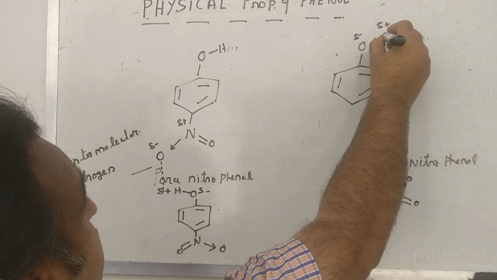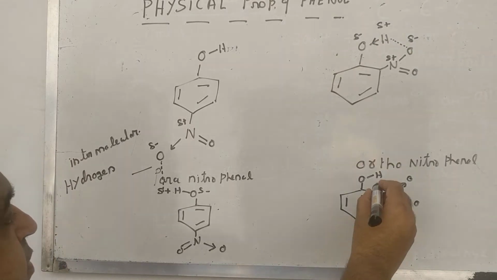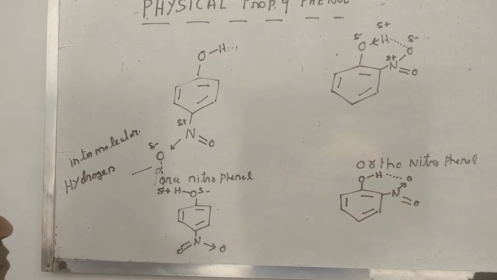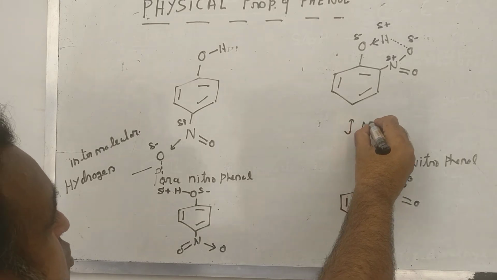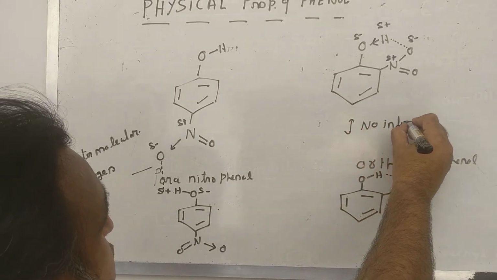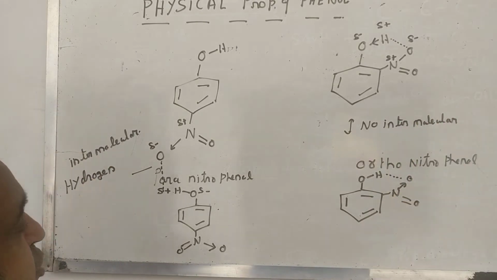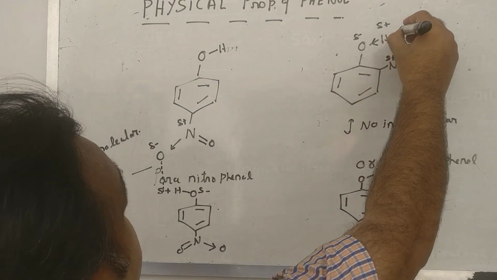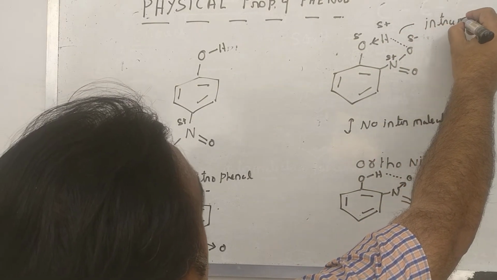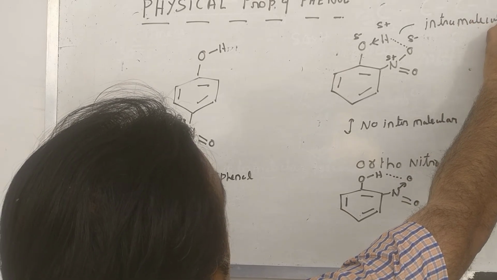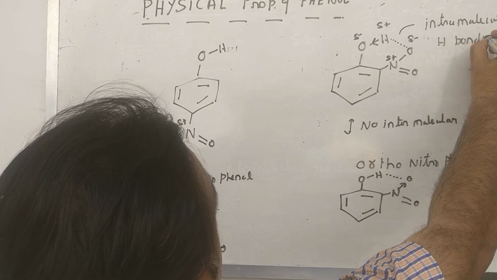As a result, the OH group and this nitro group attract each other within the molecule. Similarly, this will also attract within the molecule. So between these two molecules, there is no intermolecular hydrogen bonding, because the groups are not free; they are forming hydrogen bonds with each other. The hydrogen bonding which takes place within the molecule is called intramolecular hydrogen bonding. Intra means within the molecule.